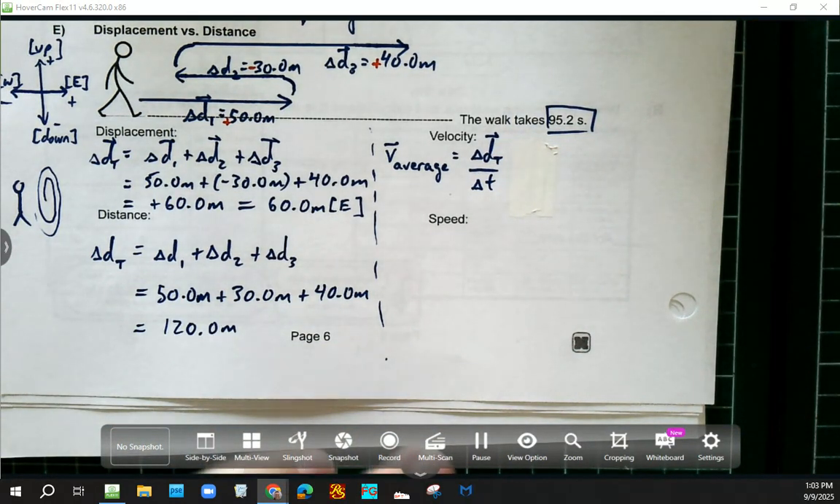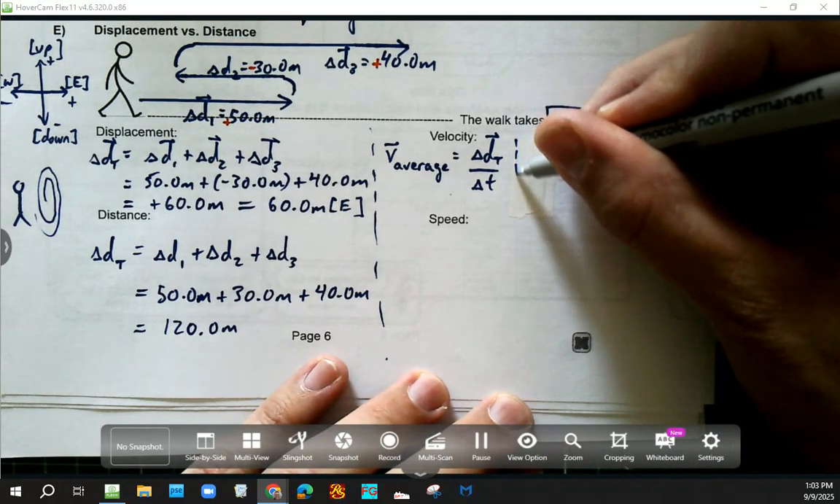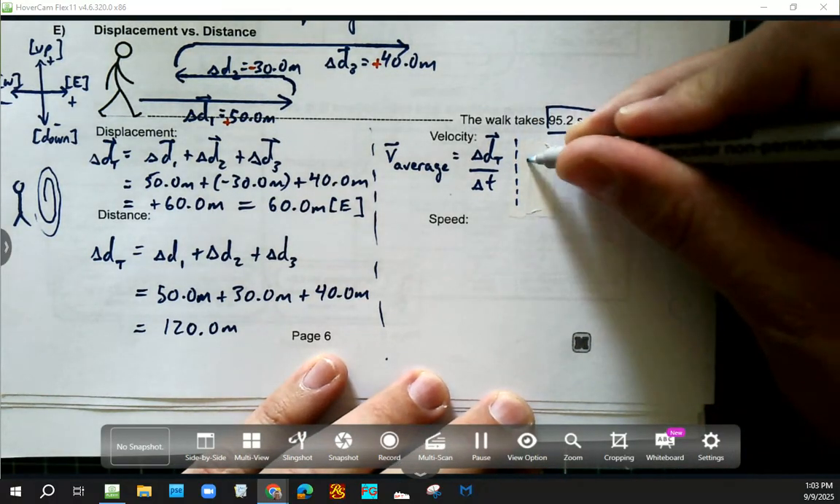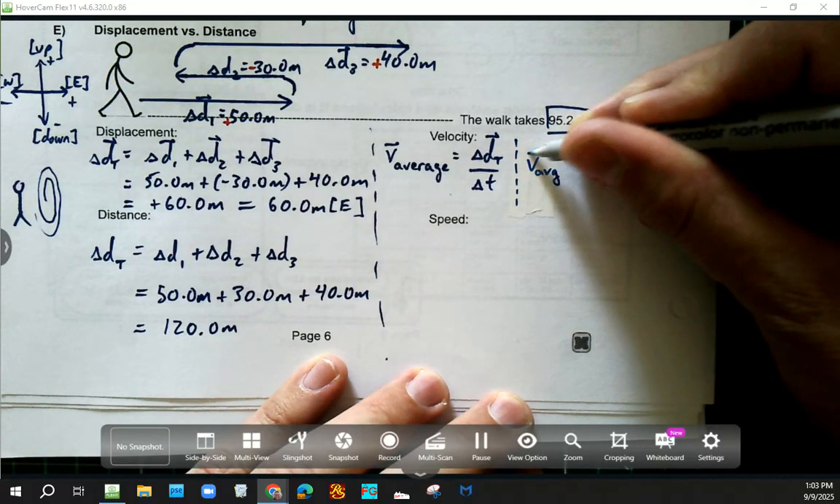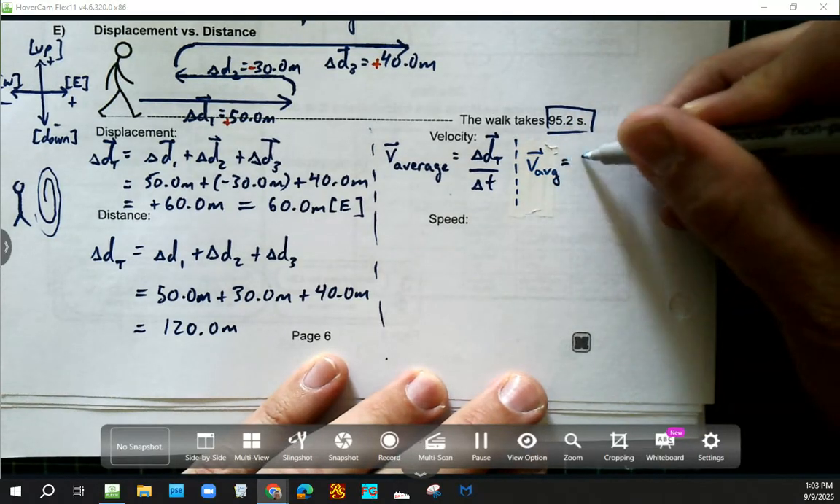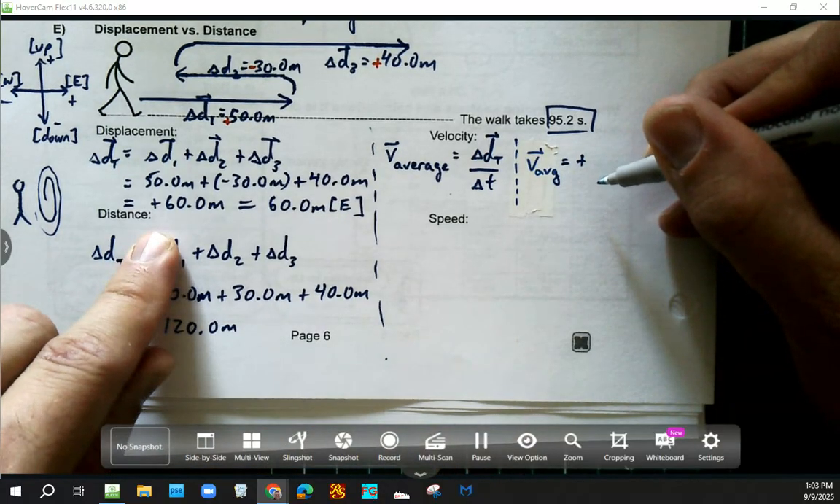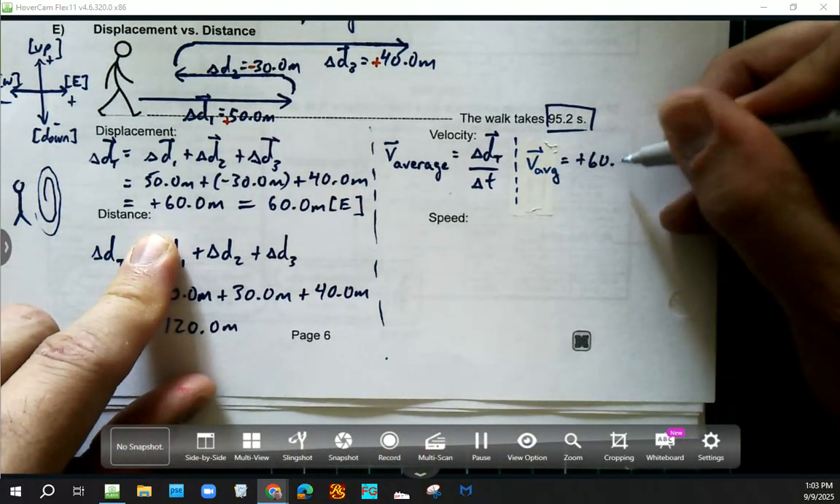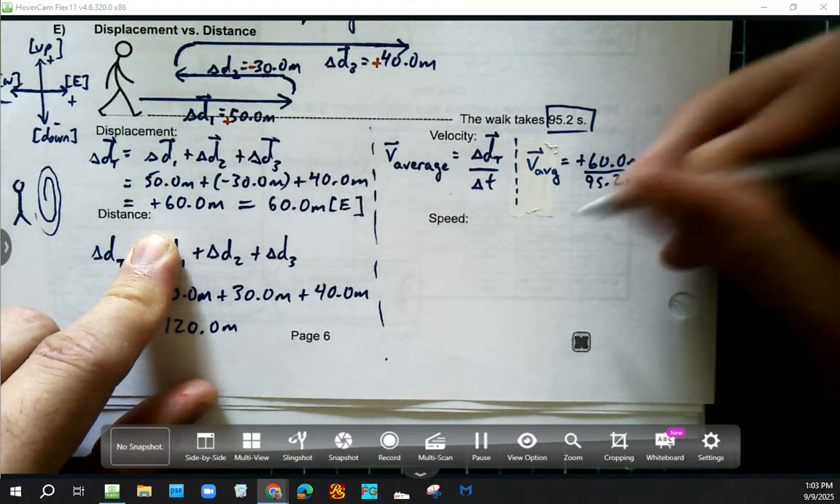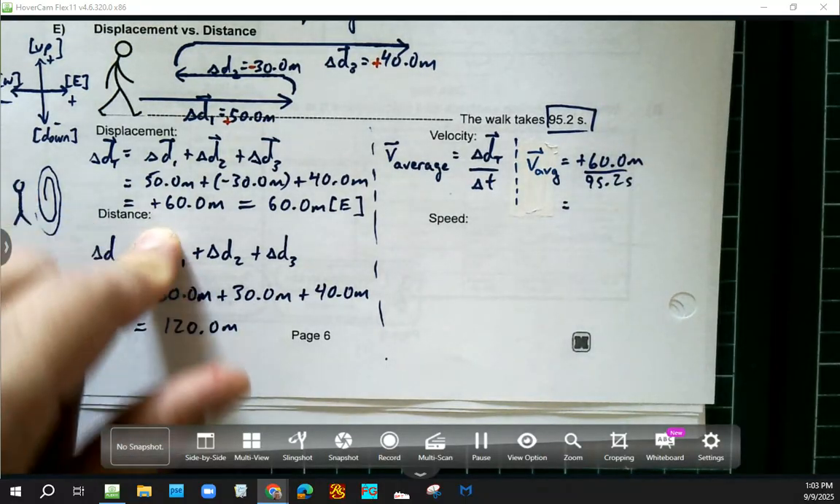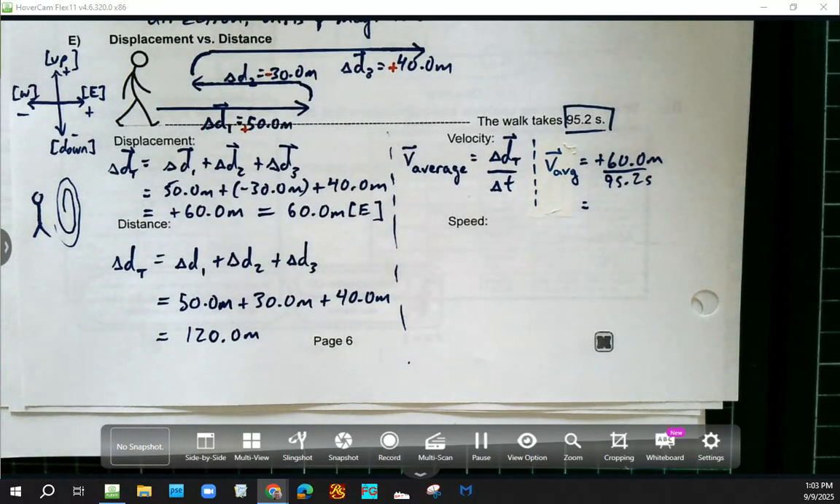Okay? And so if I was going to calculate the average velocity for this walker, it would end up being, here I'm going to short form it, V average equals positive, remember there's a positive sign when I'm mathifying this, positive 60.0 meters divided by 95.2 seconds. And somebody with a calculator who's quick on the draw, what do you get?